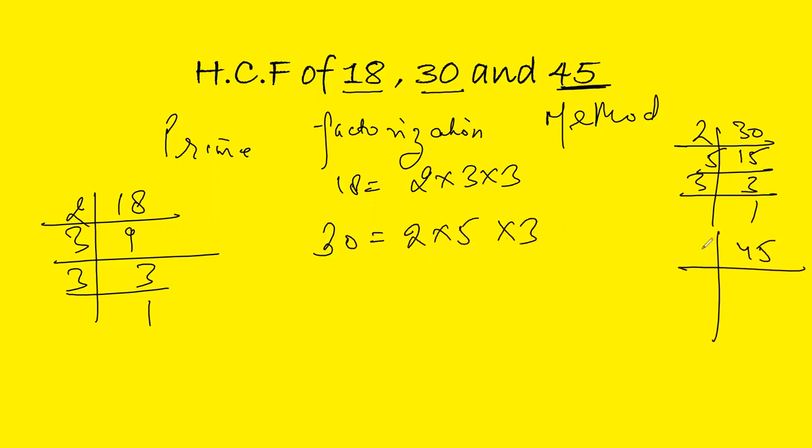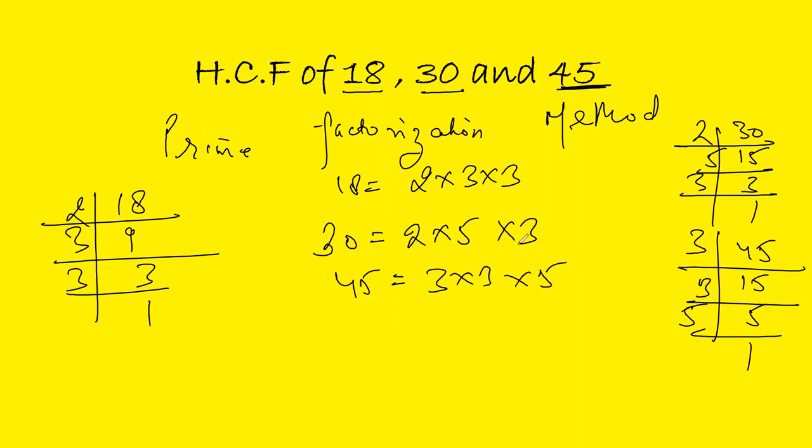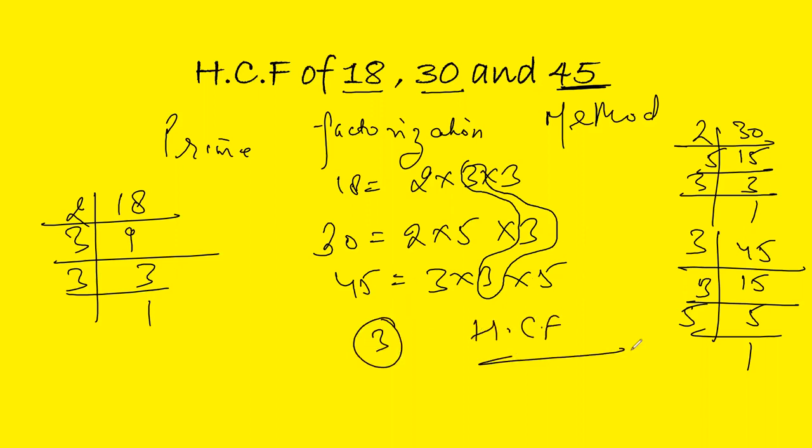And 45 is not divisible by 2, it is divisible by 3 only. 45 divided by 3 is 15, then again by 3 gives 5, and 5 divided by 5 is 1. So 45 is 3 into 3 into 5. Now we have to take the factors which are common in all three. Only 3 is common here, and there is no other common number. So 3 is the HCF.